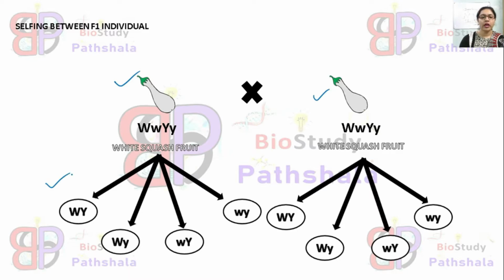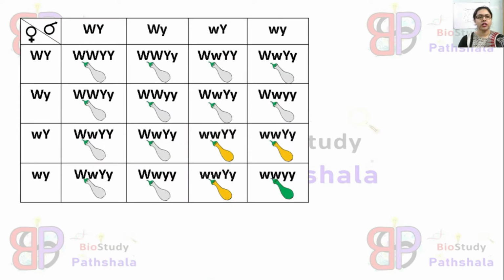Now with these 4 gametes fusing together to form 16 individuals, these 16 individuals will be represented through a checkerboard. So now see the checkerboard. This is the checkerboard for F2 individuals, this row for male gametes, this row for female gametes. Among these 16 individuals you can see 3 are yellow and 1 is only green, and the rest of the individuals will show the white coloration.